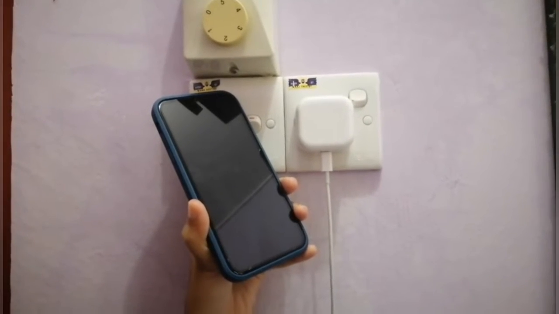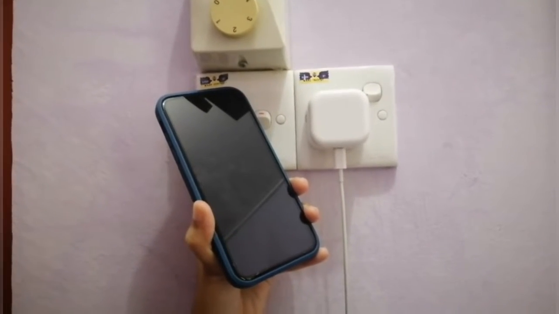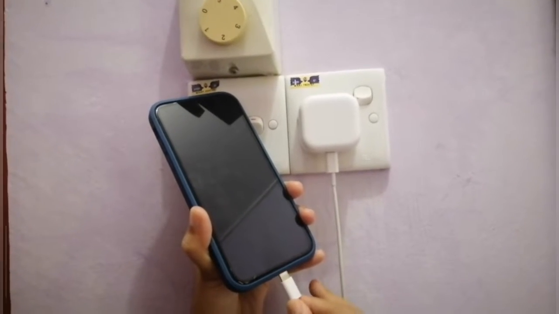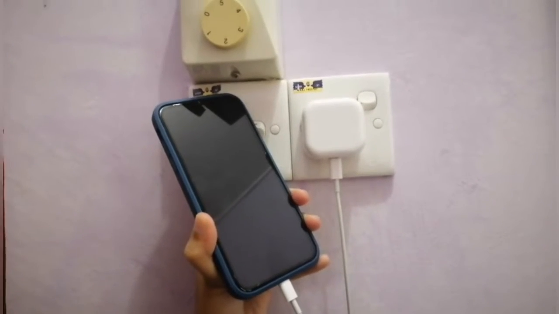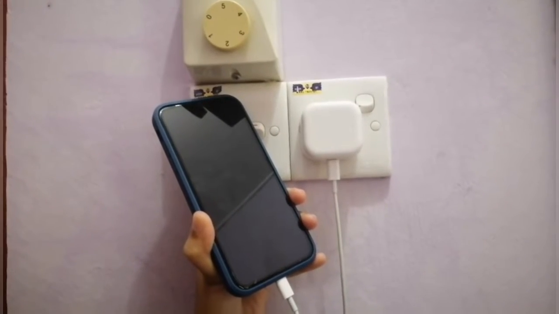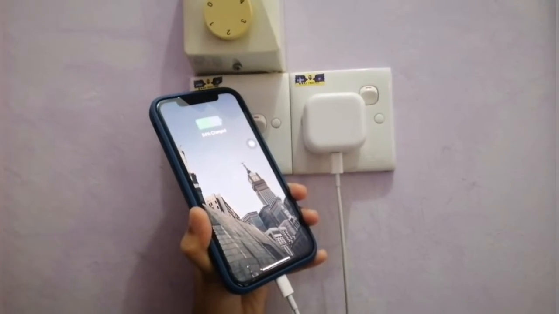So this is a setting of the socket plug. As we can see, I am using a phone charger as a load. When I plug in the phone charger and turn off the socket plug, there is no flow of current. And when I turn on the plug, there is a flow of power.